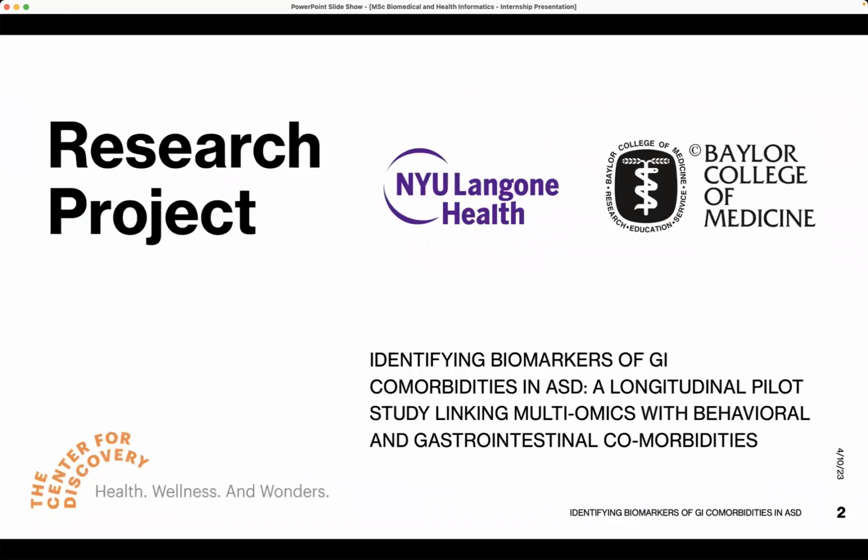So the research project that I was involved in was a collaboration between NYU Langone Health, Baylor College of Medicine, and the Center for Discovery, who's my employer. The project was an IRB in identifying biomarkers of gastrointestinal comorbidities in autism spectrum disorder. It was a longitudinal pilot study linking multiomics with behavioral and gastrointestinal comorbidities.